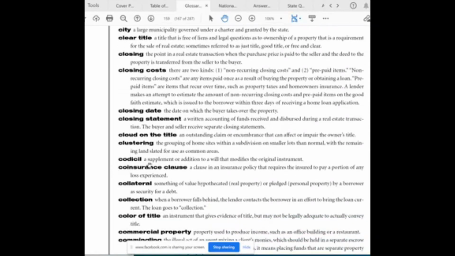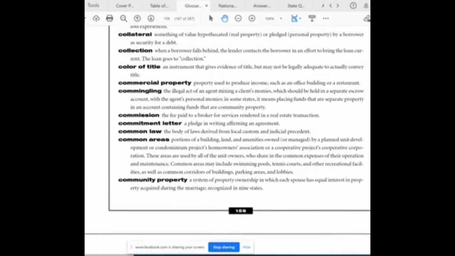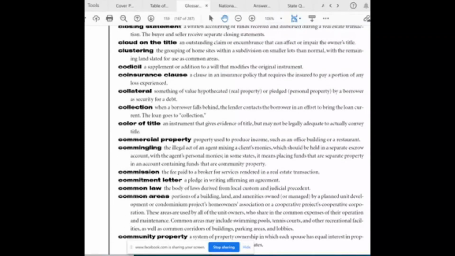Codicil, a supplement or addition to a will that modifies the original instrument. You know, I rarely see that word, and if somebody were to mention it to me, I'd be saying, what? Although we have experience in being in the business, we don't use all the terms. You'll be familiar with a lot of these once you're doing business. You'll learn a lot of this as you go. Once you're practicing real estate, you learn on the job.